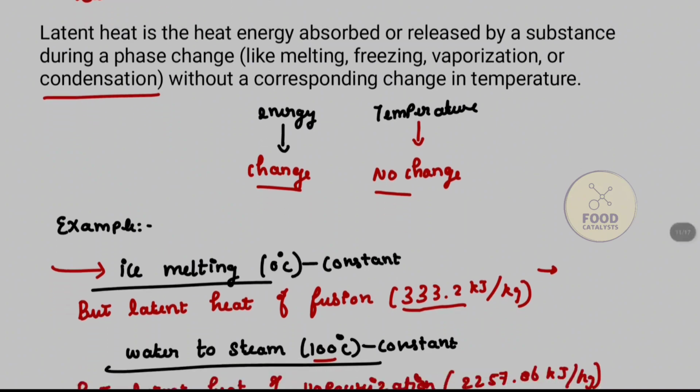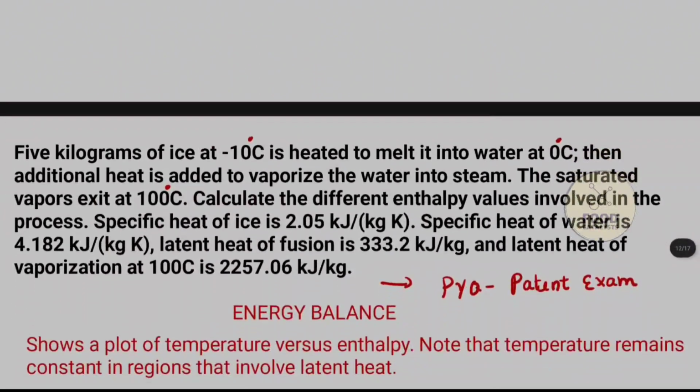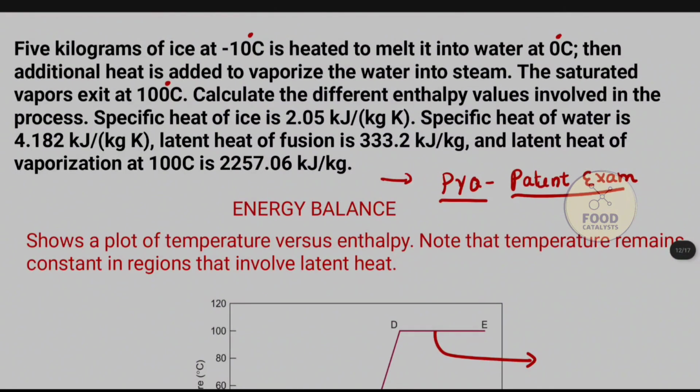Now you know all the things you need for solving any energy change questions. Let's solve one or two questions. First, let's solve a question asked in a previous year exam. The question is: 5 kilogram of ice at minus 10 degrees Celsius is heated to melt into water at 0 degrees Celsius. Then we are not stopping there; we are giving some additional heat to vaporize the water into steam. The saturated vapor exits at 100 degrees Celsius.